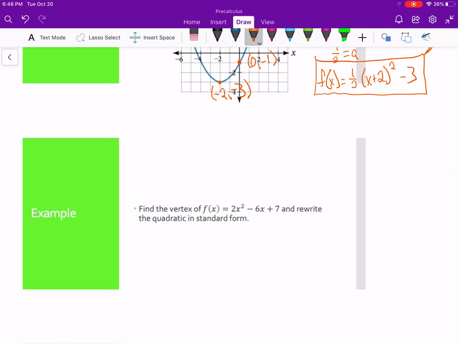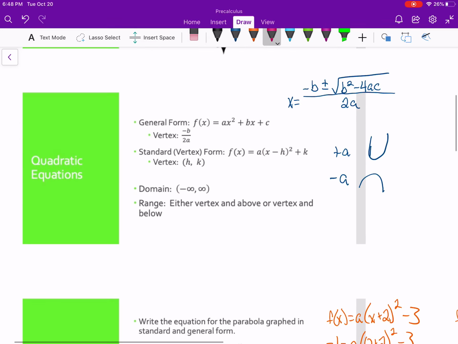All right, find the vertex of 2x squared minus 6x plus 7 and rewrite in standard form, or vertex form. So the first thing we need to do is find the vertex. And remember, our x value is negative b over 2a. We learned that up here.